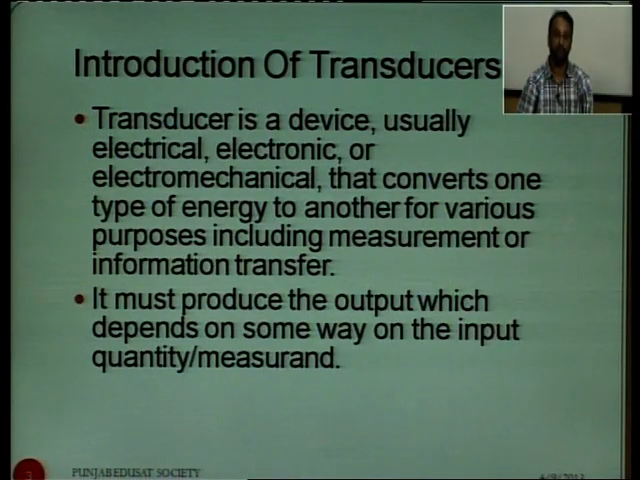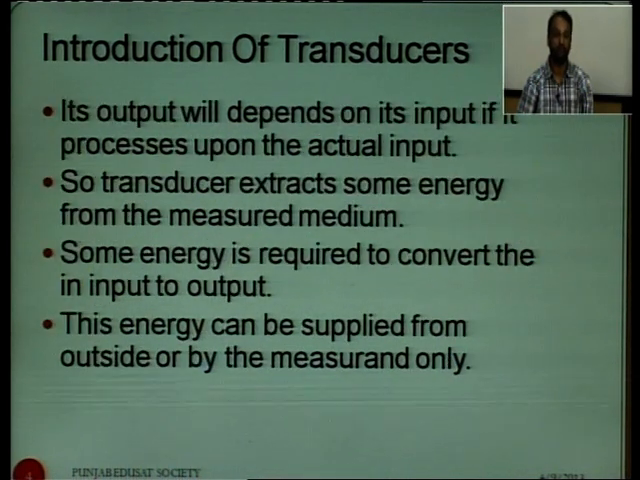That means the output we get depends upon the input quantity, or the quantity which we want to change or transfer. Its output will depend on its input if it processes upon the actual input. So, a transducer extracts some energy from the measured medium. Some energy is also required to convert input to output. This energy can be supplied from outside or by the measurement only.